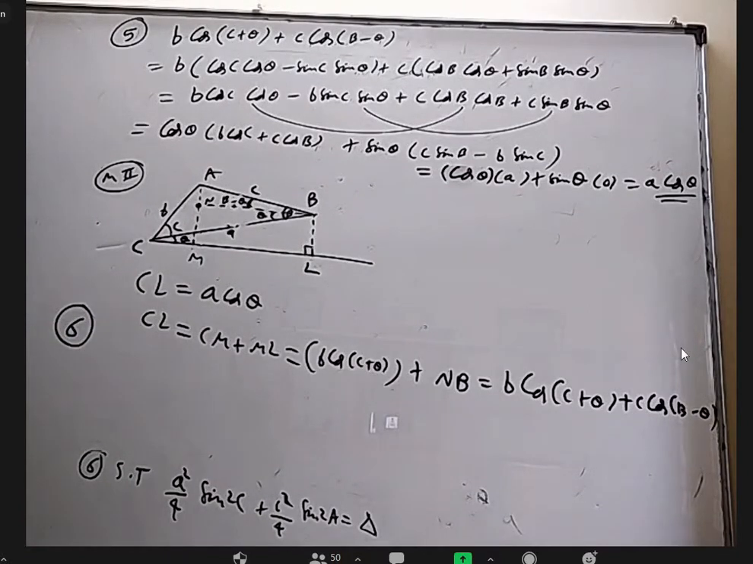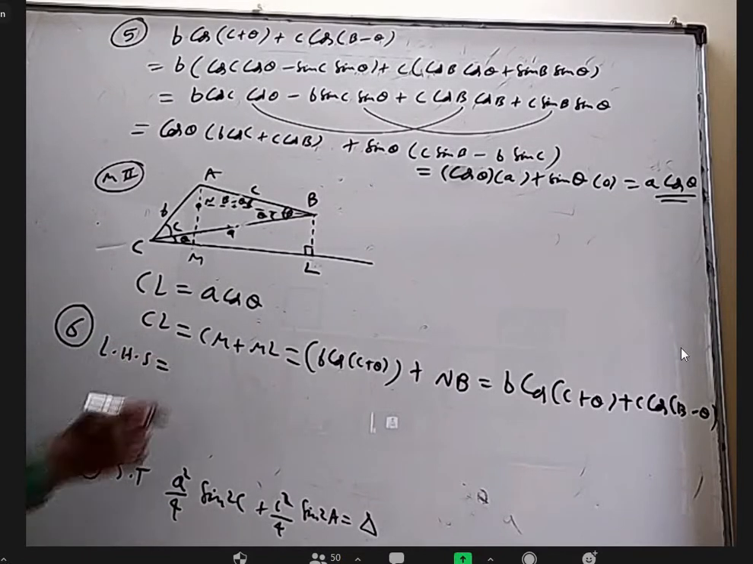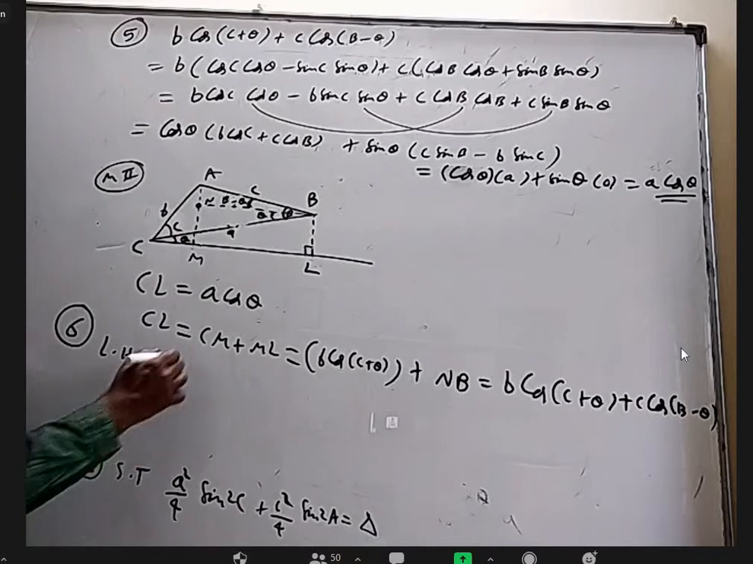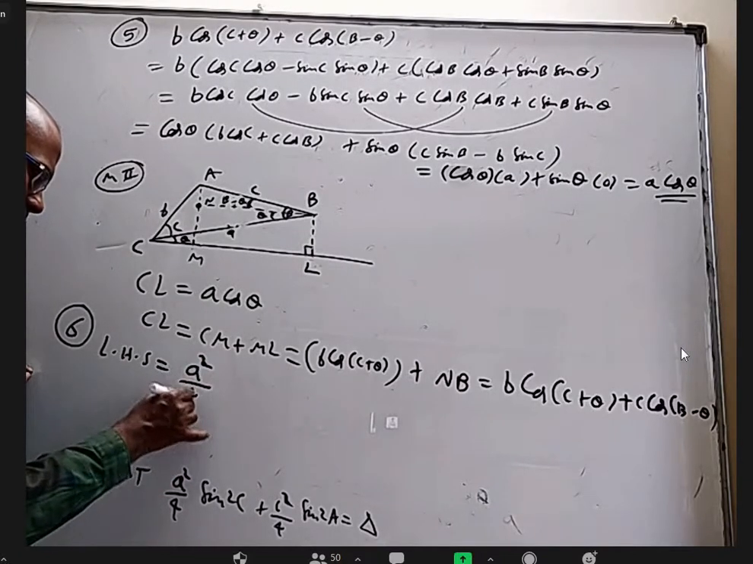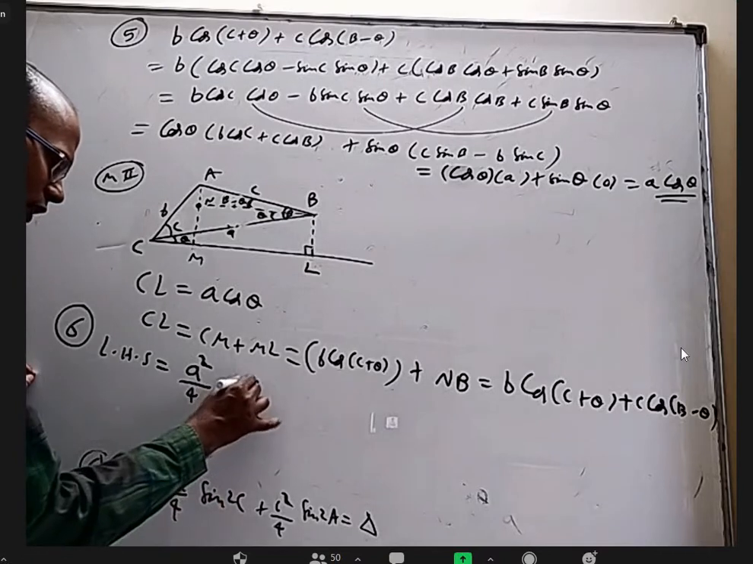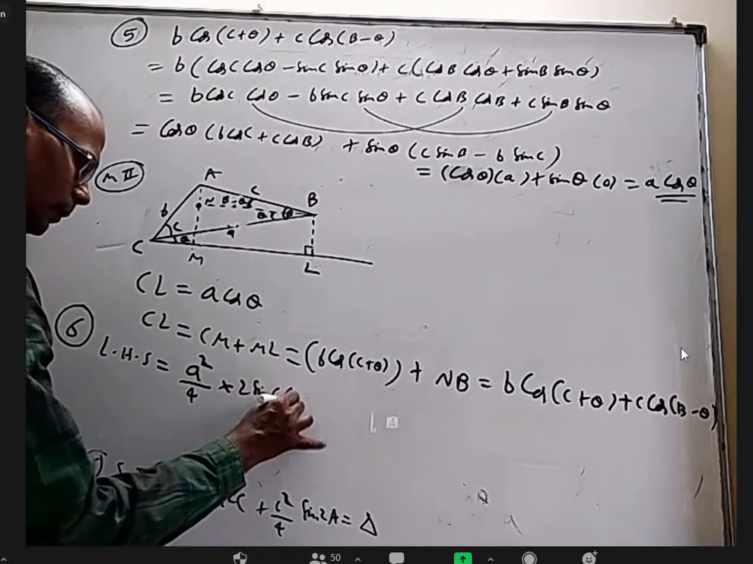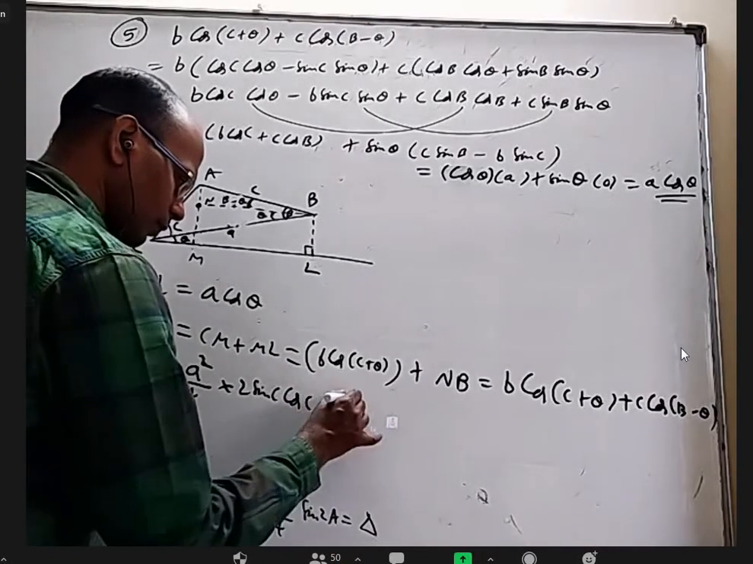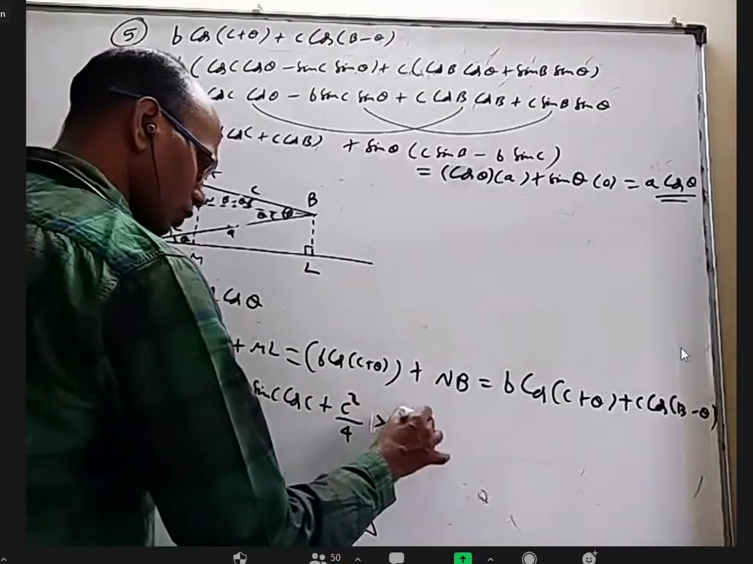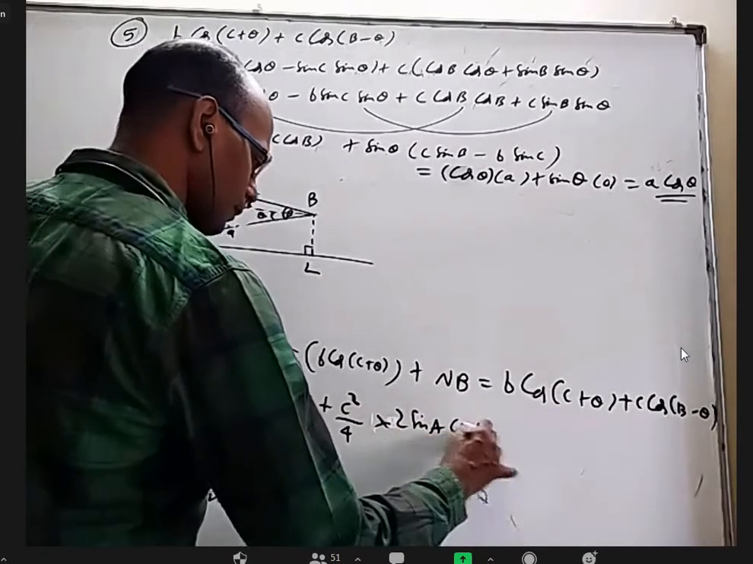Okay, sixth one. Let us start with the LHS. a square by 4 sine 2c. I will write sine 2c as 2 sine c cos c. Plus c square by 4 sine 2a. I want to write sine 2a as 2 sine a cos a.